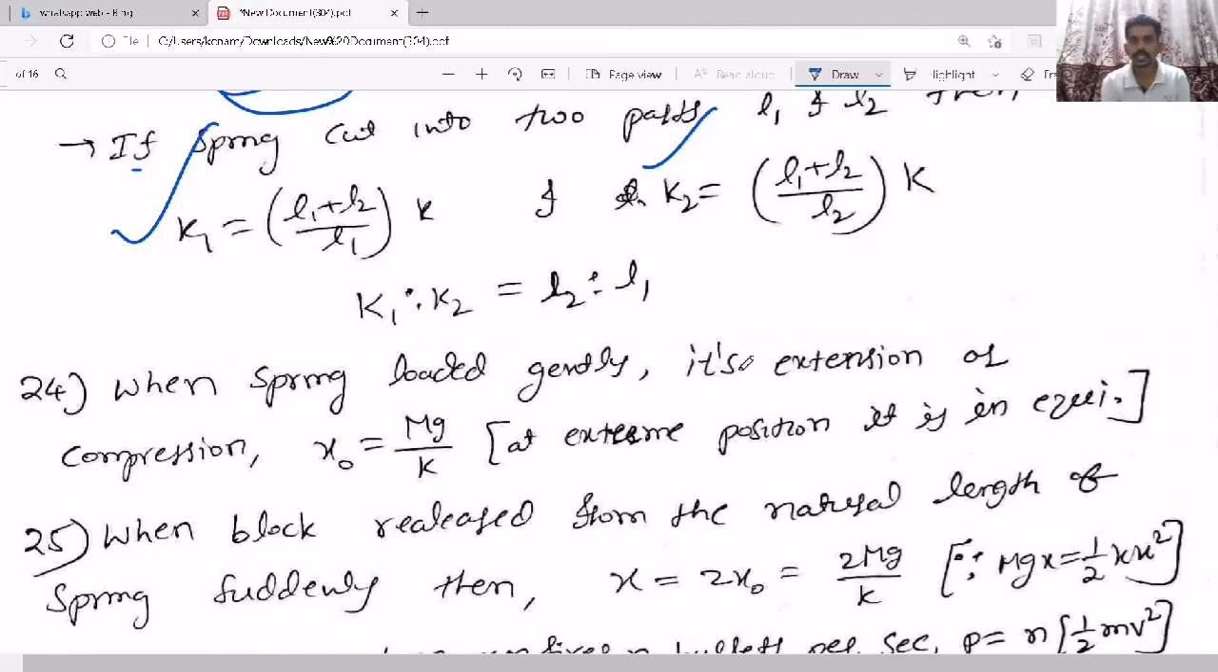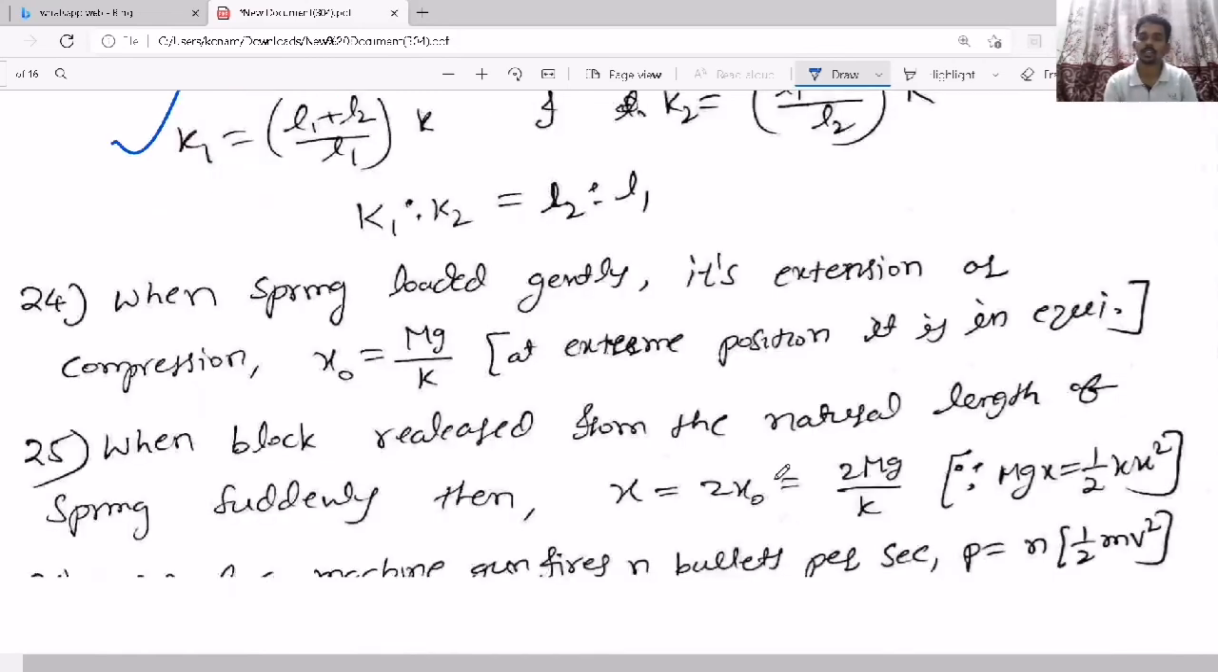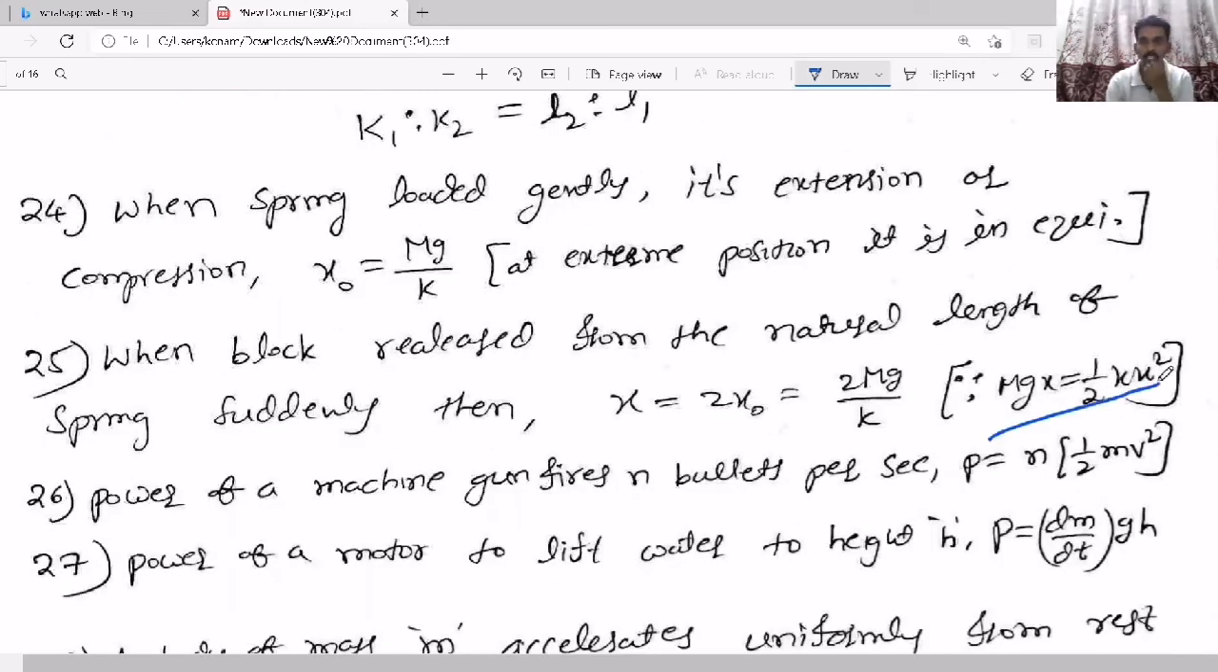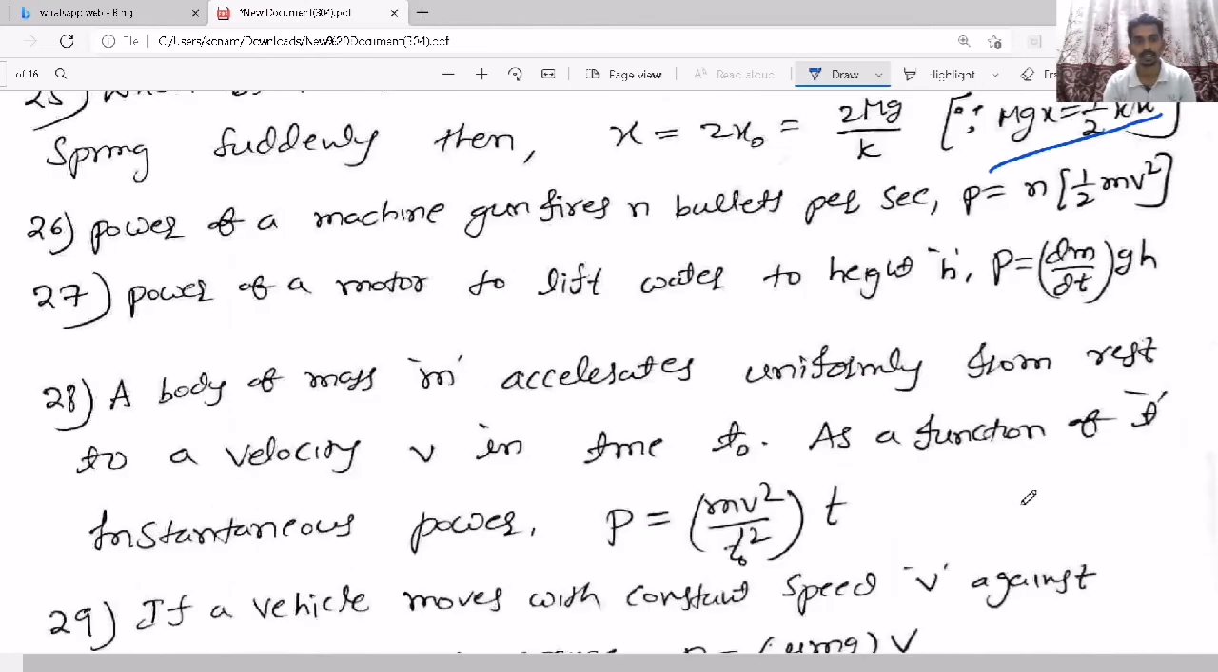Now, when a spring is loaded gently, its extension or compression. Loaded gently means you attach a block to the spring and slowly pull it down. You bring it to a position called equilibrium, where the gravitational force mg is balanced by kx. But when you just leave it from the position, it will go down with some work done. There you consider the decrease in potential energy mgx equal to the increase in potential energy of the spring, half kx square.